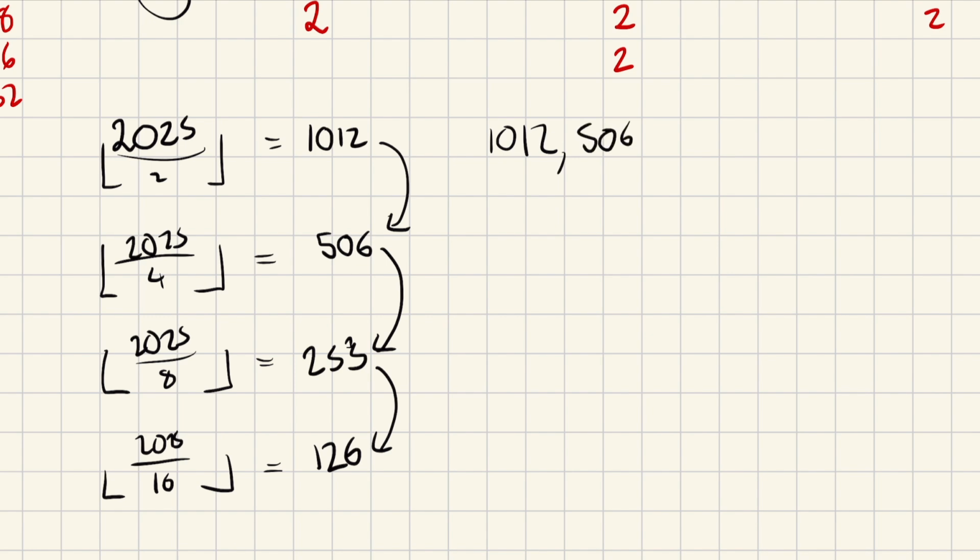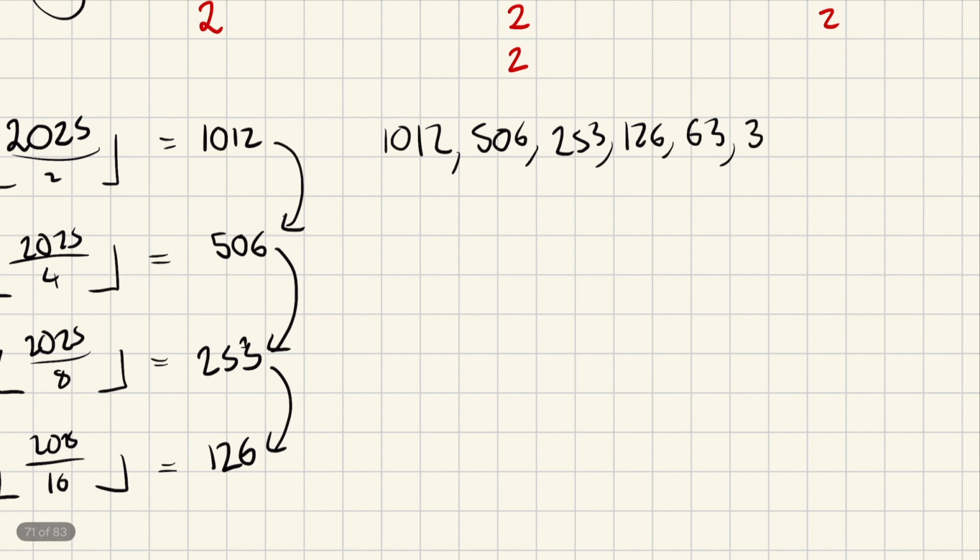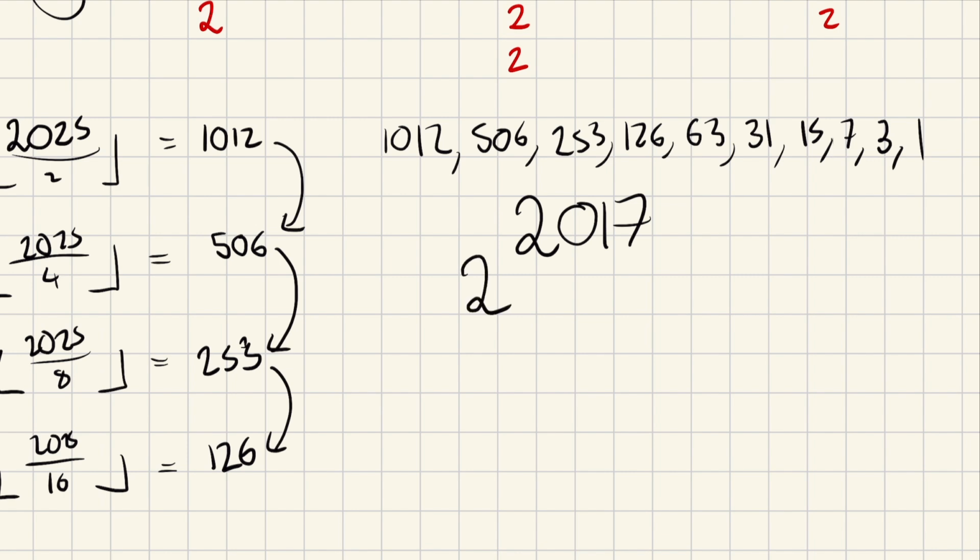So let's do this again. 1012, 506, 253, 126, 63, 31, 15, 7, 3, and 1. That's all of the 2's taken care of. Now if we add all of these together, what do you get? You get a nice recent year, 2017. So 2017 powers of 2 you can take out.